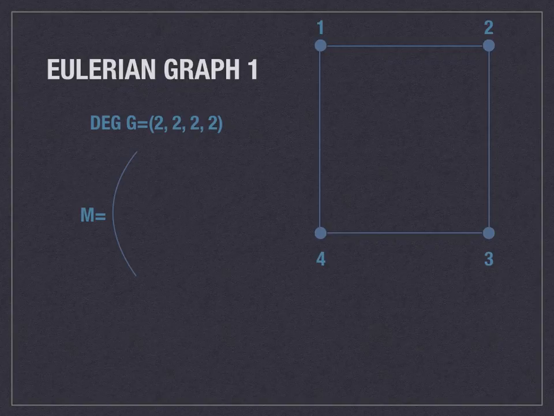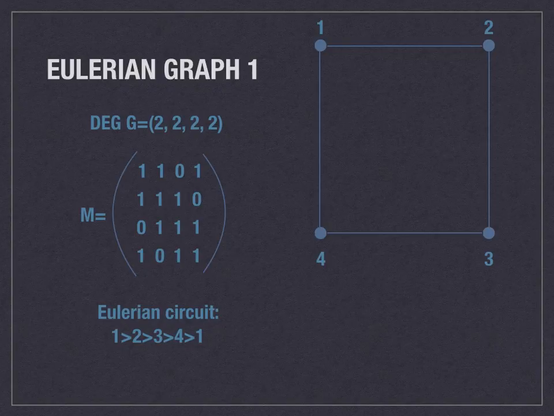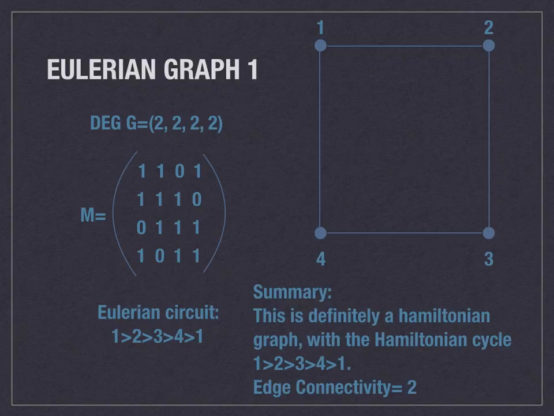The adjacency matrix is as follows. Again, this is a very easy graph. It's nothing too crazy. A good Eulerian circuit would just be from 1 to 2 to 3 to 4 back to 1. In summary, this is definitely a Hamiltonian graph with the Hamiltonian cycle being 1, 2, 3, 4, and 1.